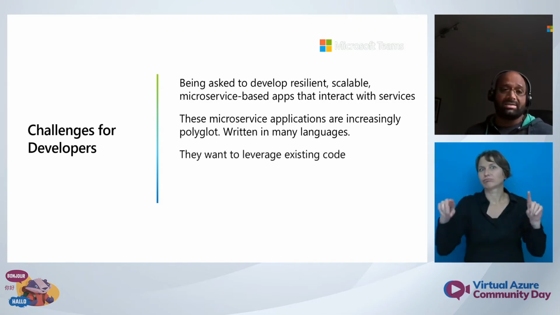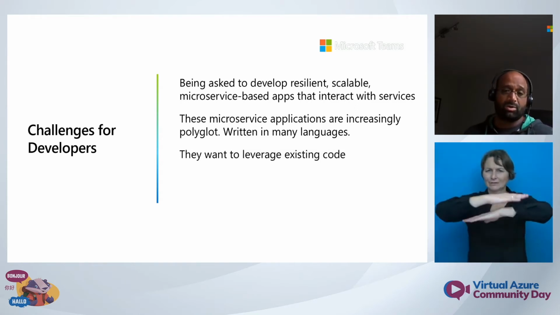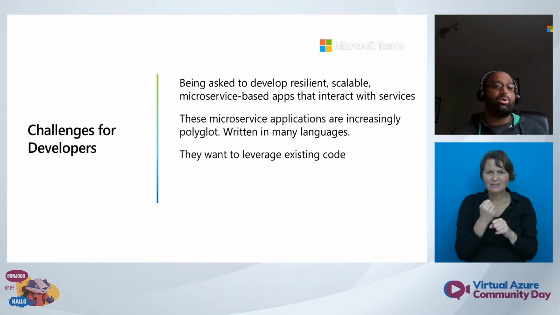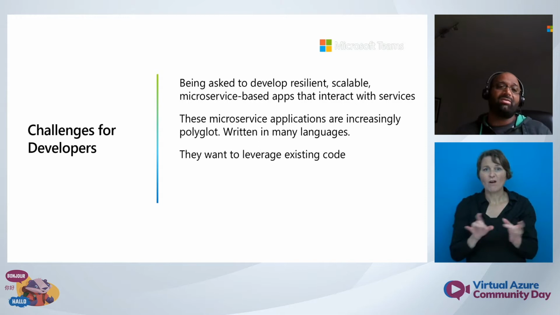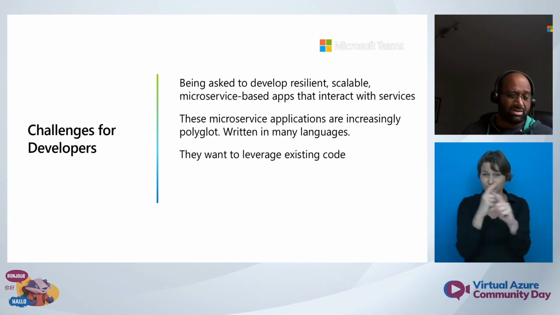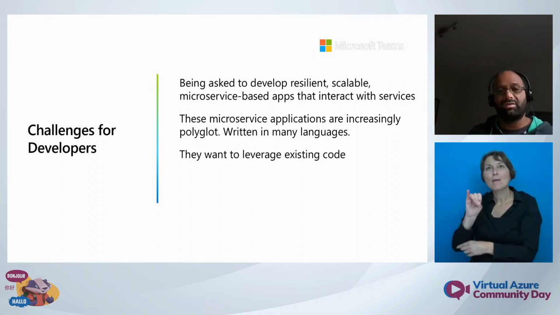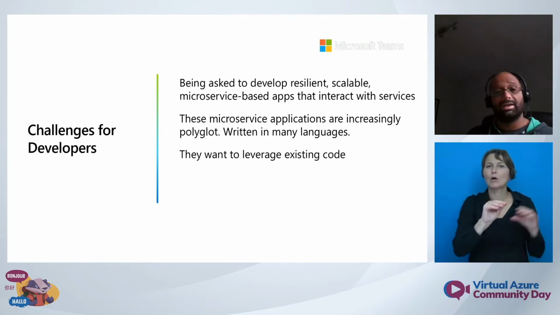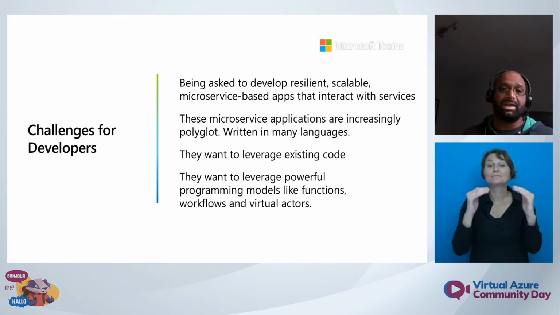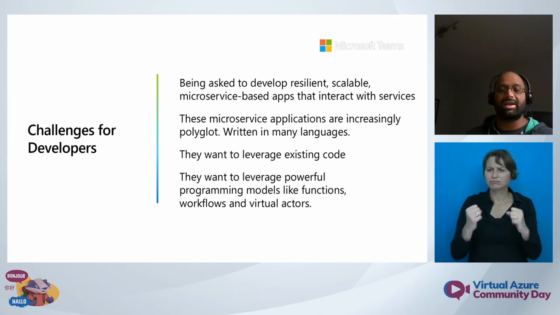When we transition from a layered architecture or monolith to a microservices architecture, we do not want to discard all the functionality we have developed. We want to make use of existing code wherever possible. Many of the applications running successfully today on microservices actually transitioned from a layered architecture to the microservices architecture. Last but not least, we want to leverage very powerful programming models like functions, workflows, and virtual actors.